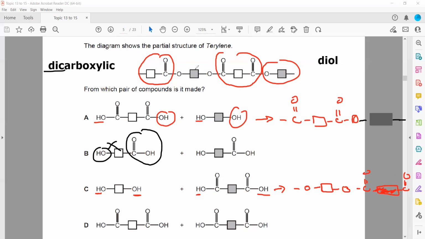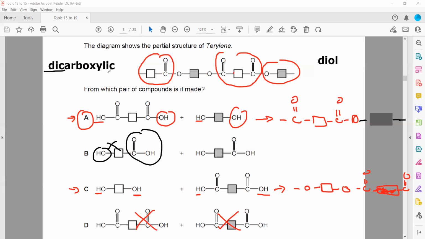So it means the shaded box contains OH groups on both sides, and the unshaded box has carboxylic groups on both sides. So this cannot be an answer because both are carboxylic groups. Either A or C can form a polymer, but the structure of the polymer formed by combination of A and C will be different, as the shaded side is coming with O in this case, and here the shaded side is with CO. That's why A is the right answer.